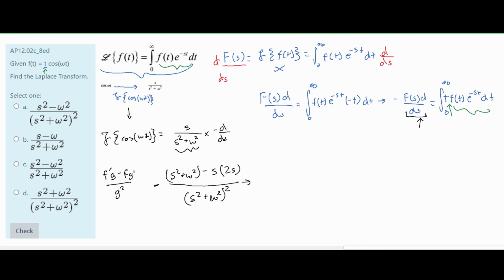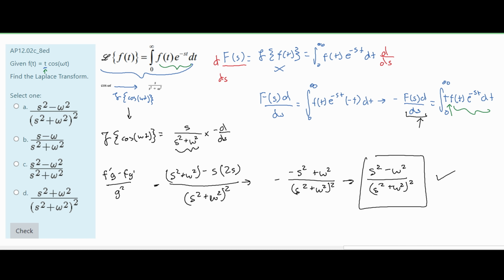We are going to have a negative, and then if we combine like terms, we're going to have a negative 2s squared. So we'll just have a negative s squared, we'll have a plus omega squared, over s squared plus omega squared, all of this squared. And then we're going to factor in our negative. So we are going to have s squared minus omega squared divided by s squared plus omega squared, and this is all squared. So this is going to be our answer. Now we just need to look for it, and we can see that it is C. So that's how you go about solving this problem.